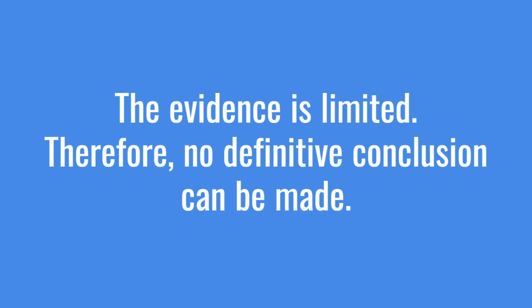Therefore, no definitive conclusion can be made. Therefore means as a result. In this case, the second sentence is exactly what you would expect. It's a direct consequence of the first one. It's a logical outcome. The 2 parts do not contradict each other. The writer is saying that the limitation directly leads to the result in the second sentence. The evidence is limited. So it is reasonable to say that no definitive conclusion can be made.